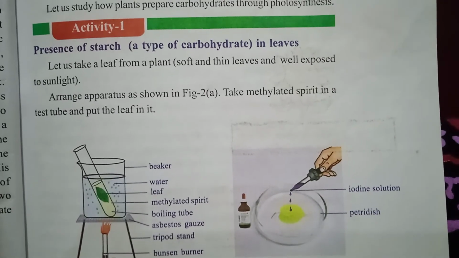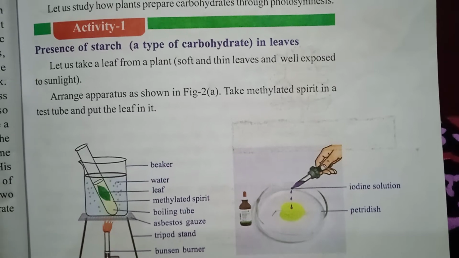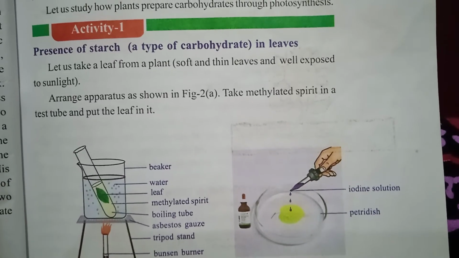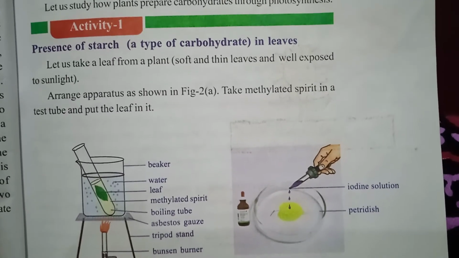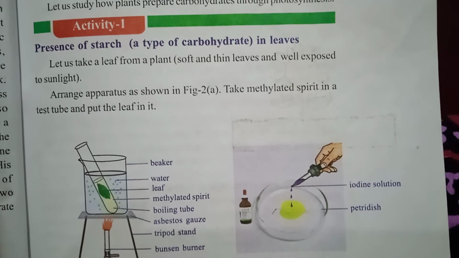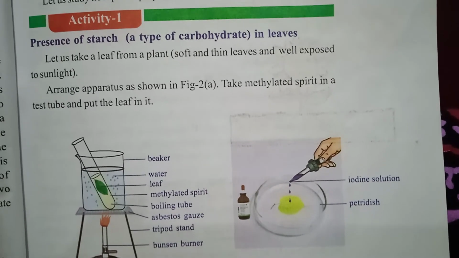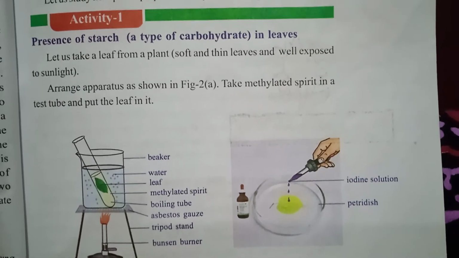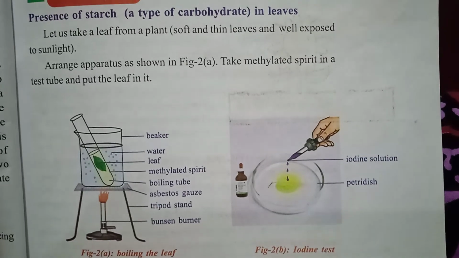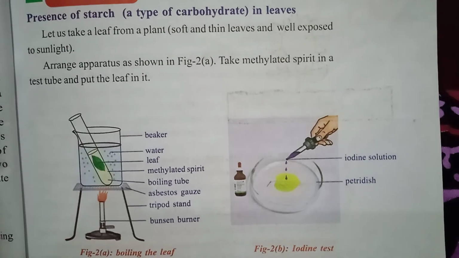These are the questions you need to write, and you need to write all the steps of the activity: first aim, material required, precautions, procedure, observations, conclusion. In this way, we need to do this activity. So this is activity 1, and figure number 2a, boiling the leaf, and figure number 2b, iodine test.